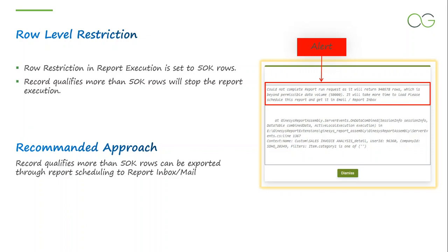To restrict that, we have introduced row restriction in report execution. Currently, it is 50,000. If a report fetches more than 50,000 records from the database, it will throw an alert which will stop the report execution. So this is the alert you will get. If you get this alert, you need to schedule the report to your email or the report inbox functionality I just showed you.